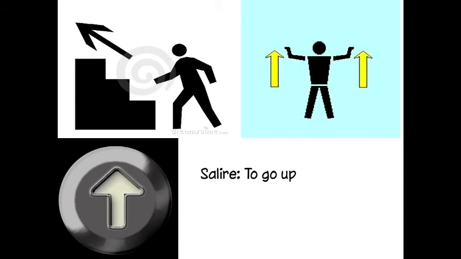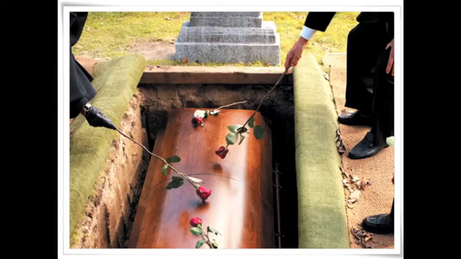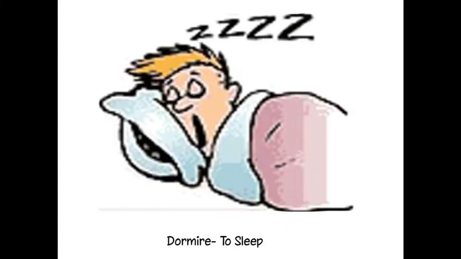Salire, to go up, a house verb. Sentire, to hear, also to feel. Morire, past participle morto. It is a house verb. Muoio, muori, muore, moriamo, morite, muoiono. Dormire, to sleep. When a plant is dormant during the winter. Dormire. So you see, it's easy to remember.